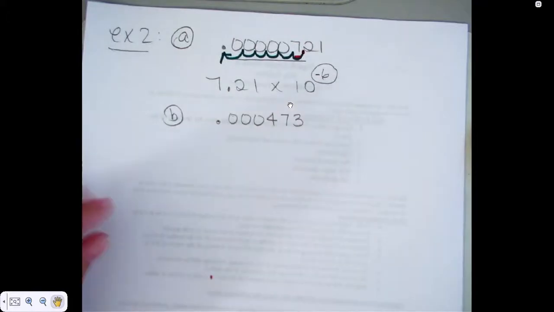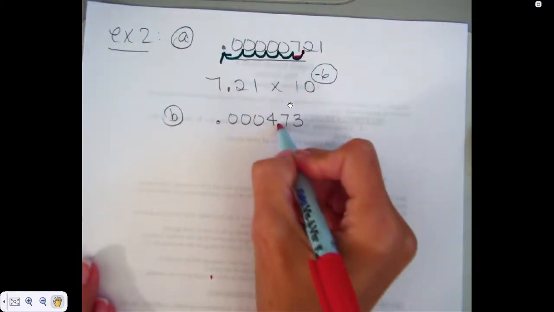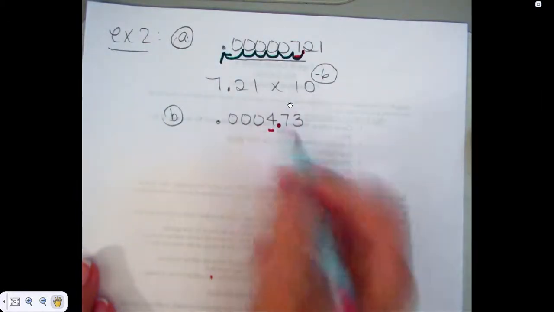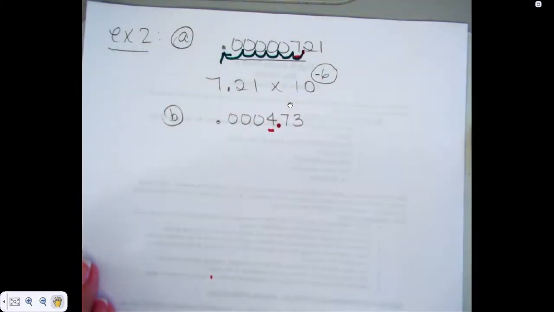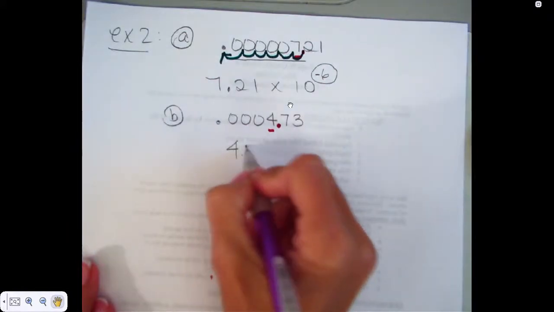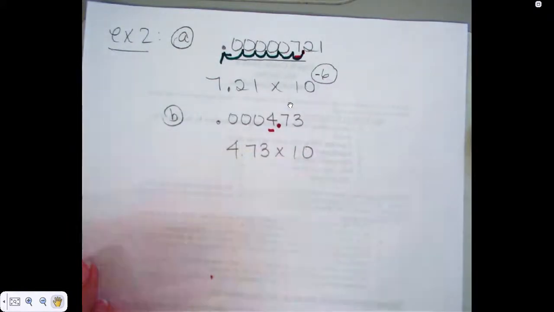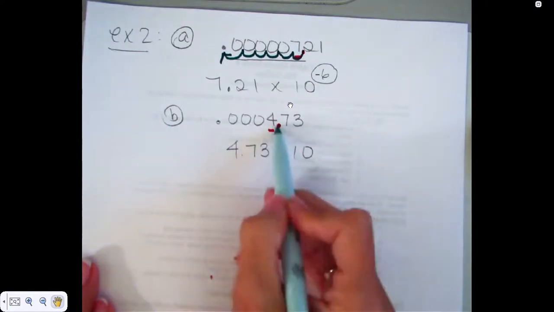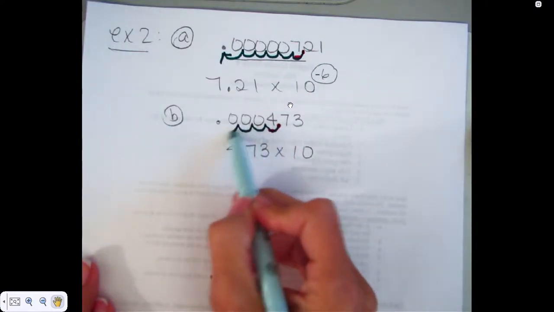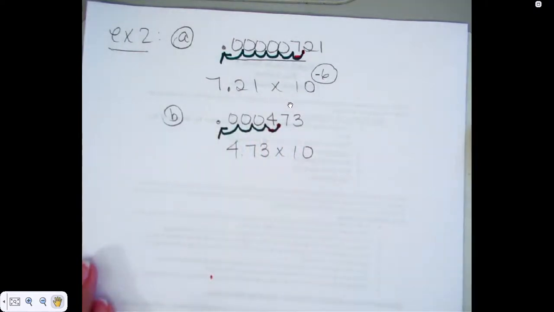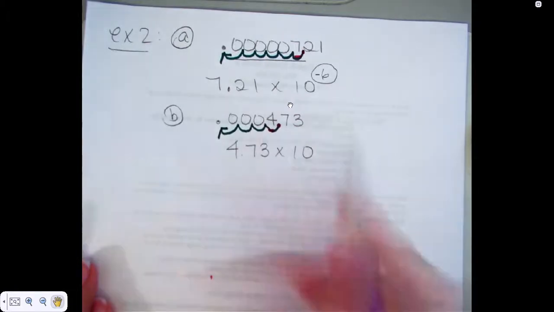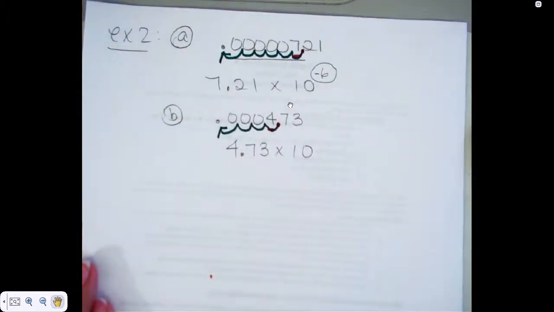Again, small number, negative exponent. Okay, well, let's try this one, 0.000473. I want my decimal point there, so there's one digit in front of my decimal. So it's going to be 4.73 times 10 to some power. Want to original. 1, 2, 3, 4. And again, 4 spaces to the left. I'm going to make this bigger. 4 spaces to the left, so that's a -4.